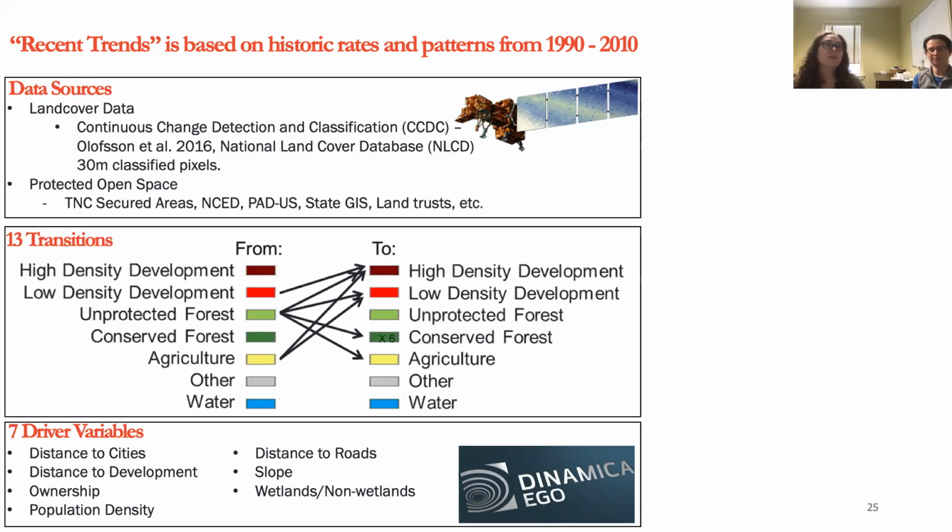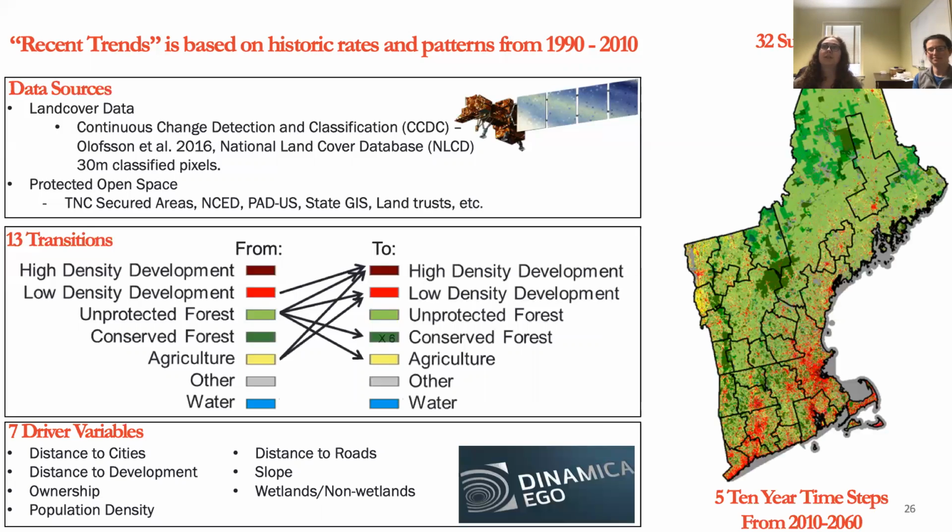So they had a few driver variables, including distance to cities and development and roads, ownership, population density, slope, wetlands and non-wetlands. Using this, they figured out what changed and where it was changing within these 32 subregions. This allows for sub-regional variation across New England, so there are multiple little recent trends models run based on where you are. The recent trends scenario is just a continuation of those patterns into the year 2060. And that's all the recent trends scenario is. It's purely data driven.